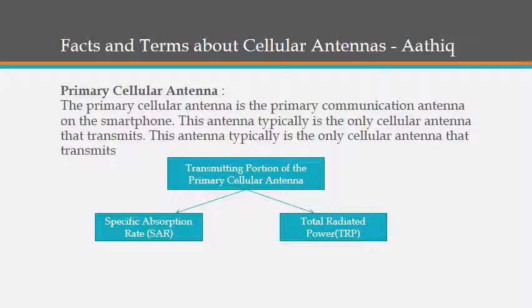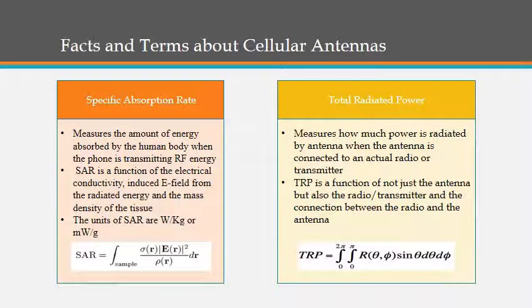The requirements for the transmitting portion of the primary cell antenna are the specific absorption rate and the total radiated power. SAR all it does is measure the amount of energy absorbed by the human body when the phone is transmitting radio frequency energy. SAR is a function of the electrical conductivity, induced E field from the radiated energy, and the mass density of the tissue. The units of SAR are watts over kilogram or milliwatts over grams. As you can see, the formula used to calculate SAR is given.